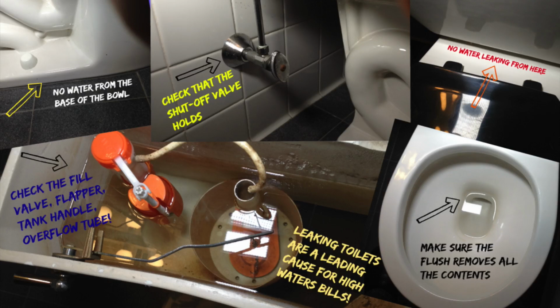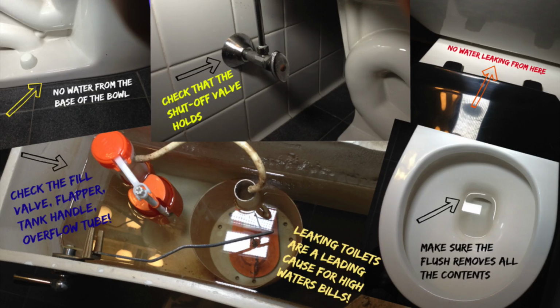Then I go down below, I check the integrity of the shutoff valve, make sure it holds 100%. I'm looking at the base of the bowl where the bowl sits on the floor. I want to make sure I don't see any water seeping out of there. And then finally, I check all the internal parts of the toilet tank, make sure everything's working the way it's supposed to. The tank handle, the flapper, the fill valve. I also check the position of the refill tube, make sure it's not shoved all the way down into the overflow tube, which will kind of mimic a leak.